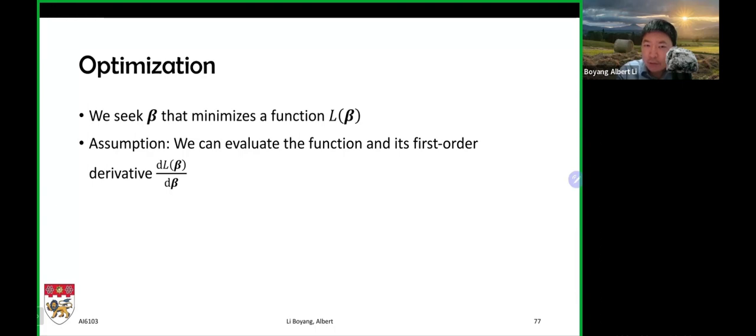But we'll assume that we can evaluate the function as well as the first order derivative of the loss function with respect to its parameter, right? With respect to the variable that we can change so that the function will get minimized. In this case, beta is the parameter that we can control and we can change. And so we differentiate the loss function against beta.